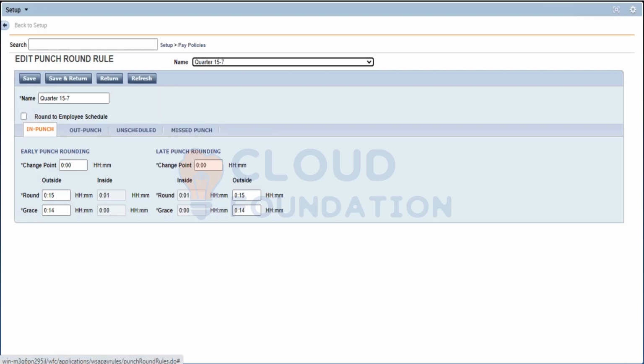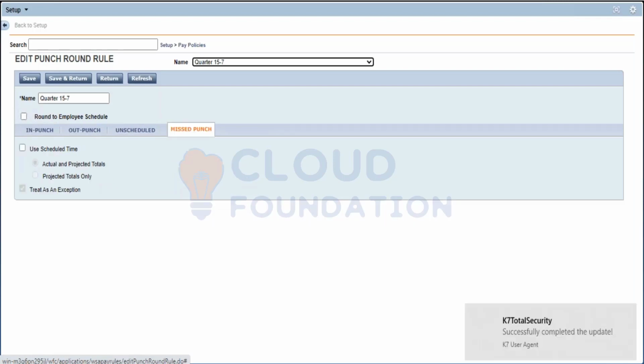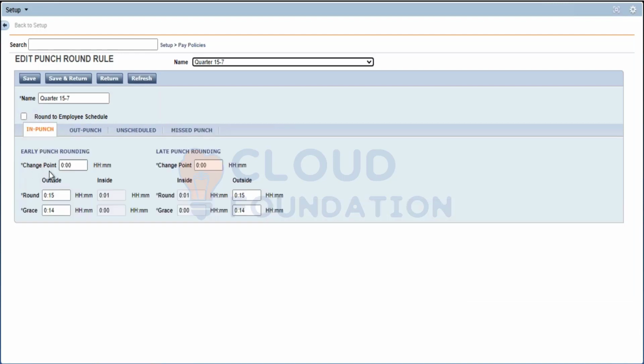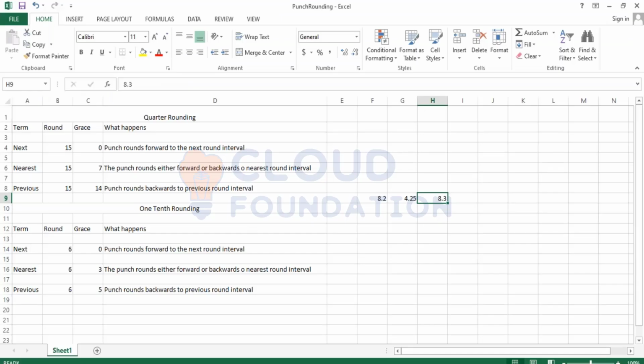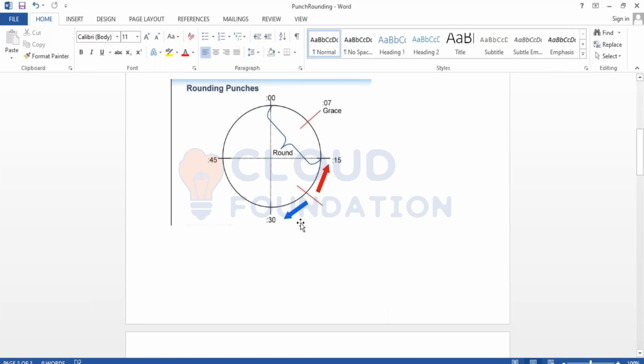And this is a missed punch. If you have a missed punch, what do you want the system to do for you? So let's see the first one. When you see, there's something called a change point here. What change point basically means is, at which point in time do you want the system to start applying the rules?